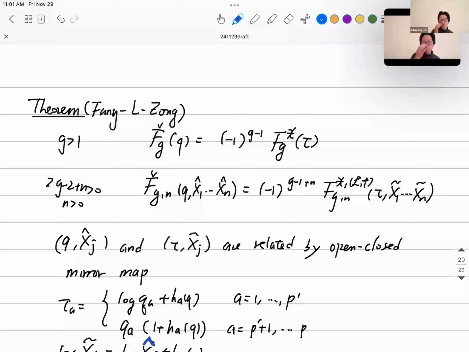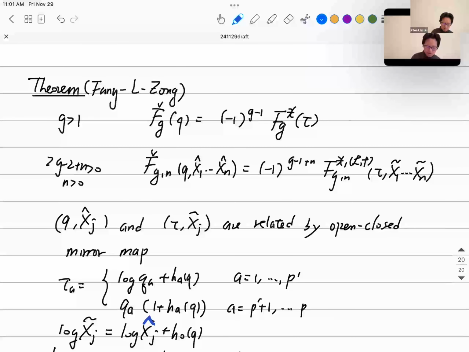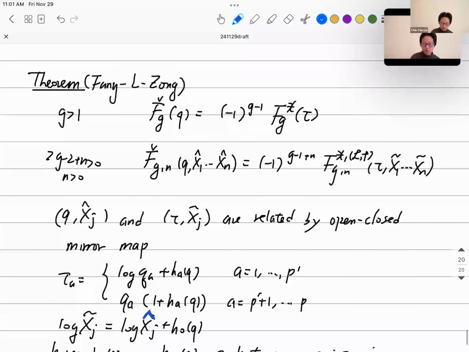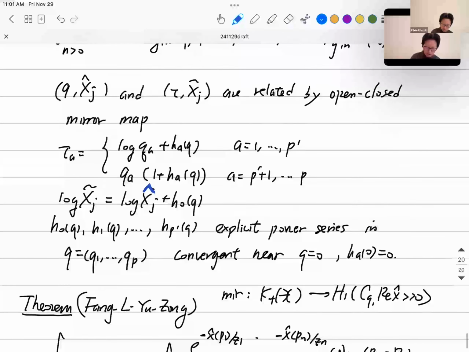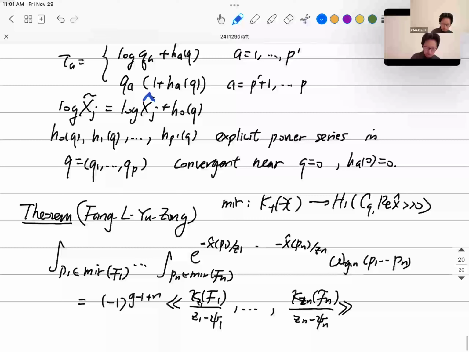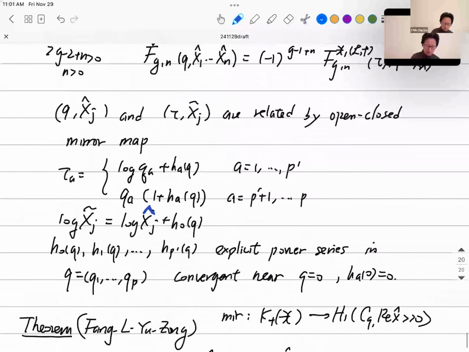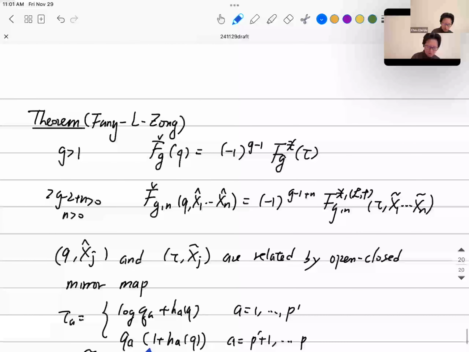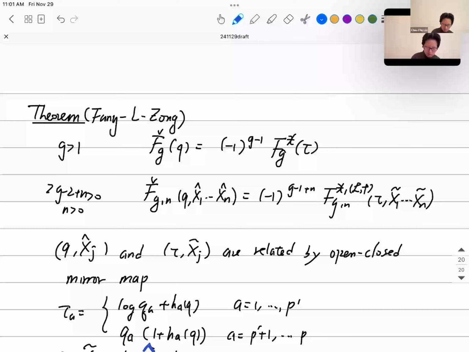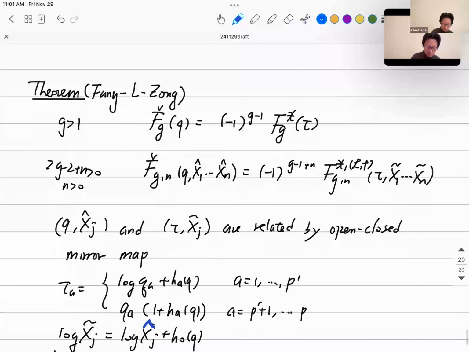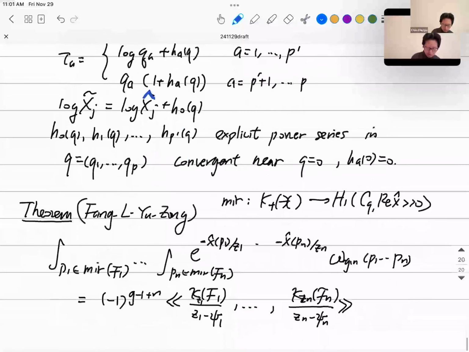This proves and extends the original remodeling conjecture for toric Calabi-Yau 3 orbifolds. Let me just say that this is a new result, with Bohan Fang and Zhengyu Zong. Bohan Fang is at Peking University and Zhengyu Zong is at Tsinghua University.